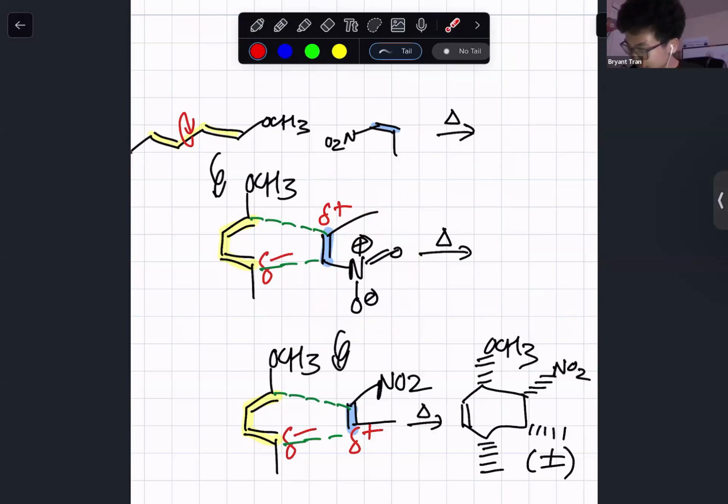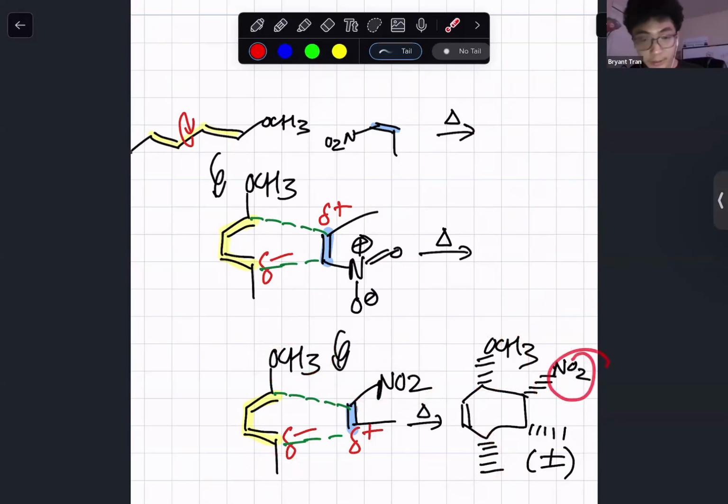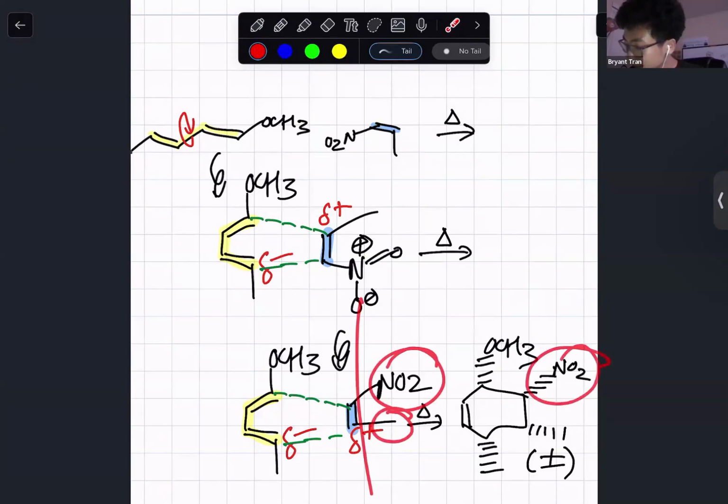And this is my out group, which is going to be cis to this EWG based on the endo rule. So if I made my out groups dashes, this EWG would also have to be a dash to follow the endo rule. Now on the dienophile, I have the NO2 and methyl group cis to each other, and I have to maintain that cis configuration between them. If the NO2 is dash, the methyl would also have to be a dash.